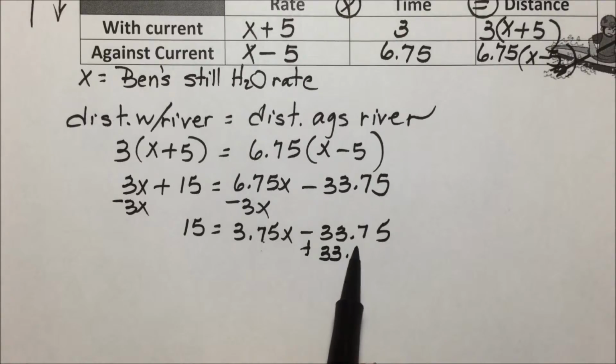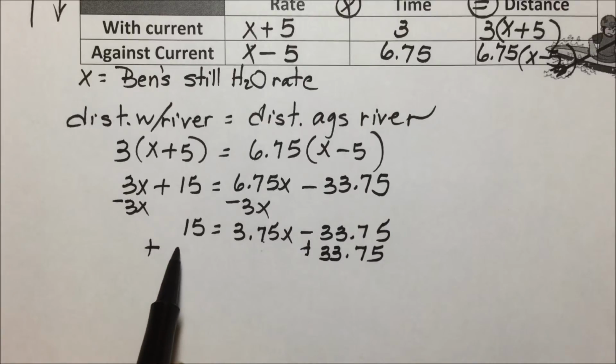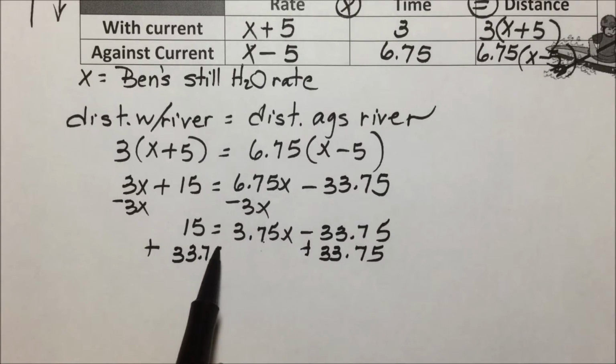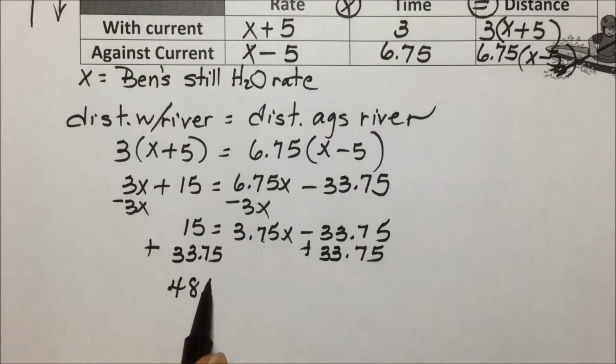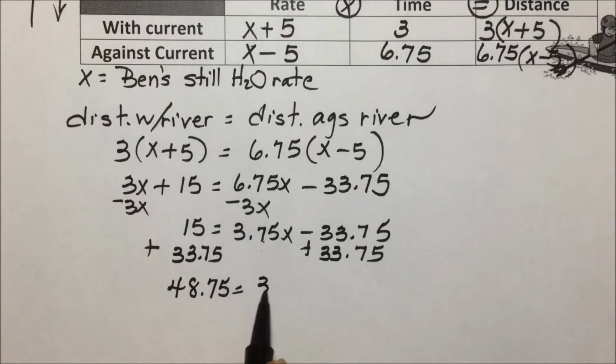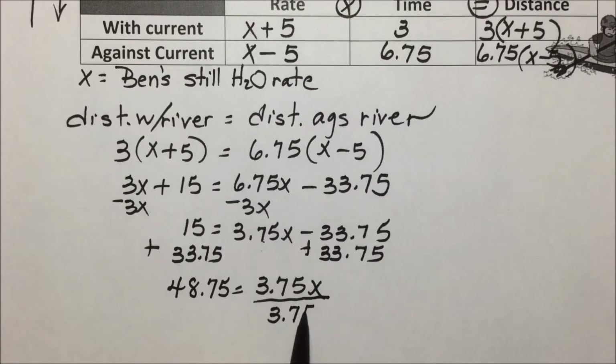Let's get the constant terms together. So to undo a subtraction, we'll add 33.75 to each side. 15 and 33.75 is a 48.75 is equal to the variable term. To get the variable by itself, undoing the multiplication so that we have a coefficient of 1, we'll divide both sides by 3.75 to give us x of 13.